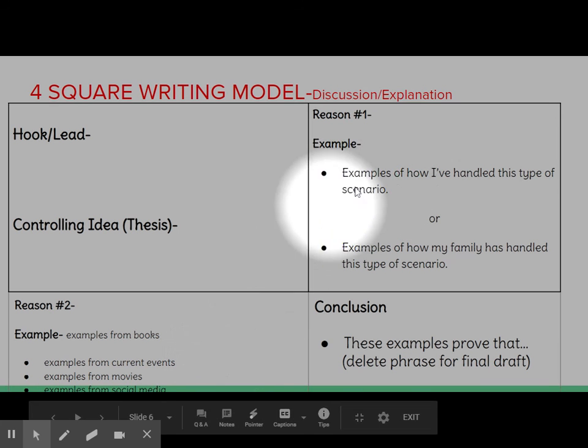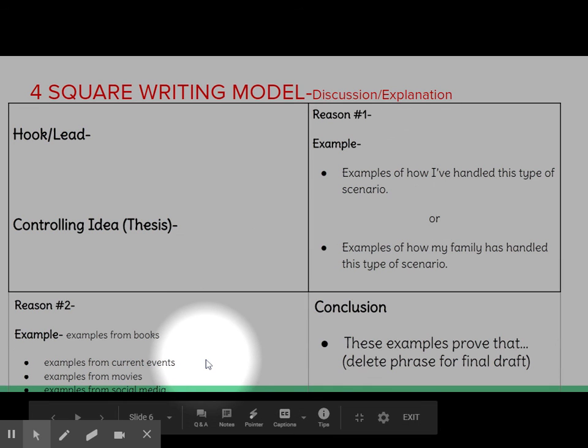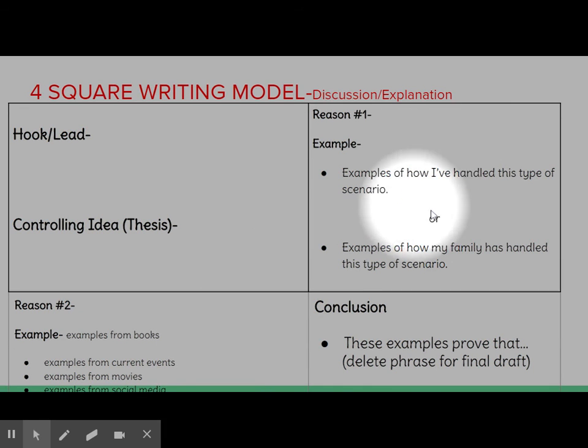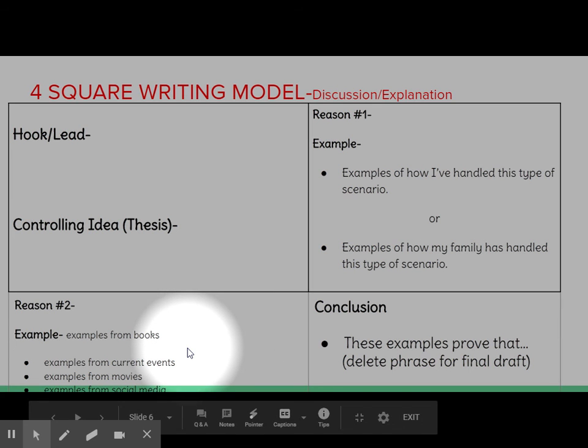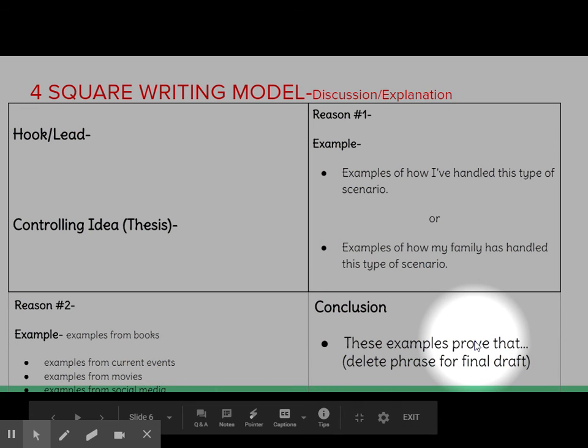Box 2 and 3 are where you put your 2 reasons. Reason 1, reason 2, and you give some sort of example to back up that reason. And you do the same thing here and right over here. I typically have my students do one personal example, an example on how they've handled that scenario or how a family member may have handled that scenario. And then in box 3 down here, I have them choose an example from somewhere else, from a book, a movie, the news, social media. And then we have our conclusion.